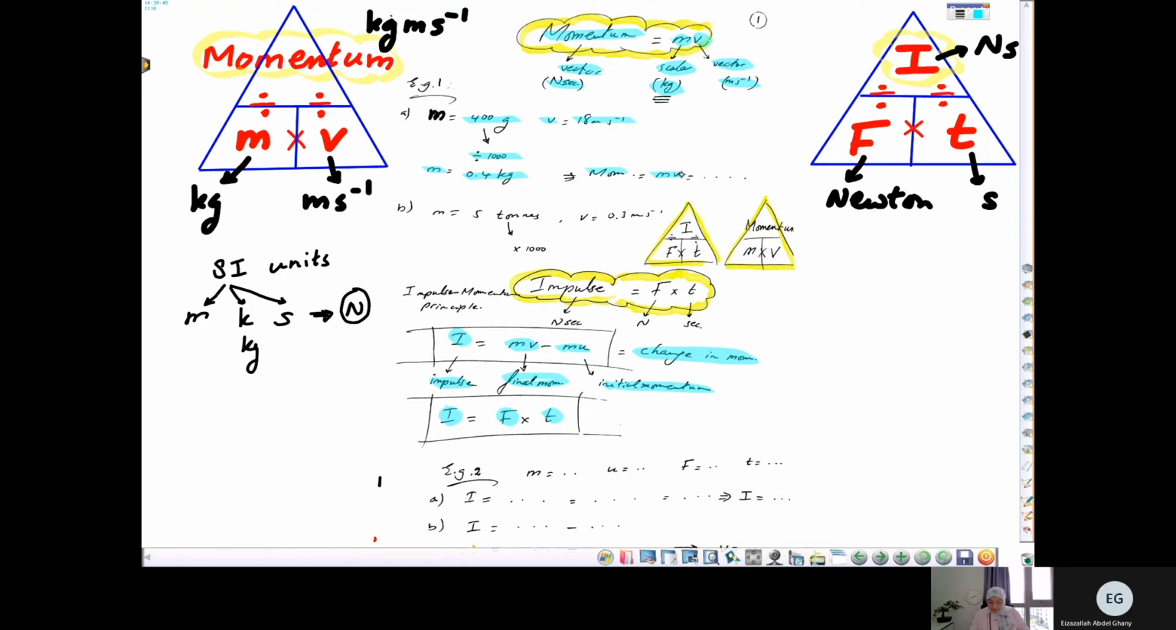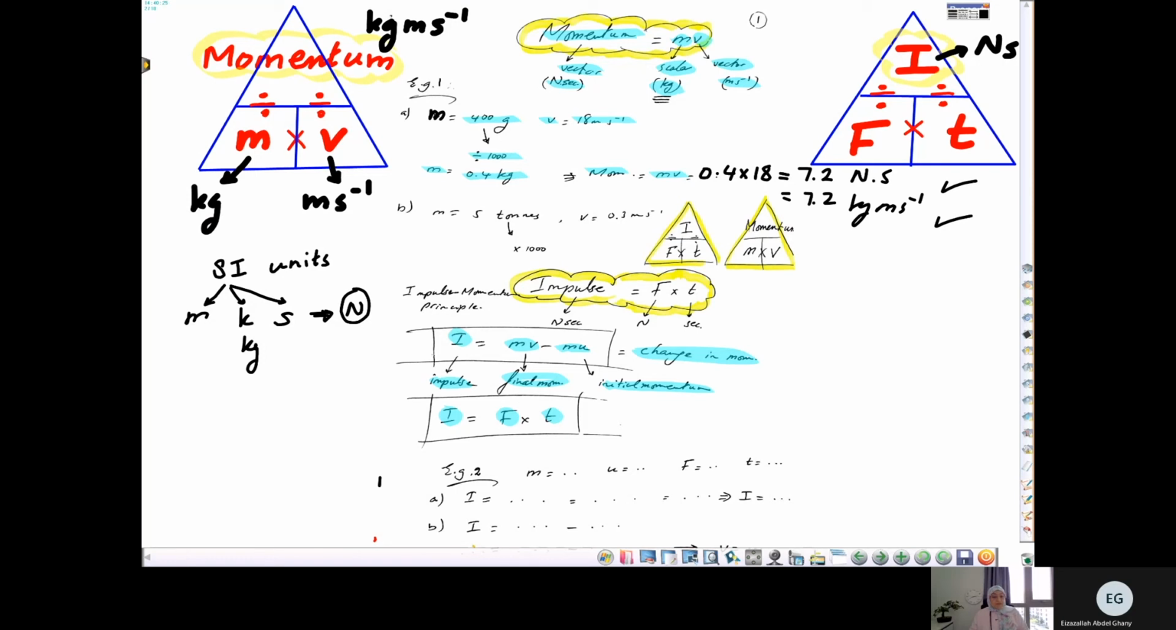Momentum equals mv. So just multiply mass, which is 0.4, by velocity, which is 18, and you'll get the answer 7.2. 7.2 what? 7.2 Newton second. You can write it as 7.2 kilograms meter per second. This is correct, and this is also correct.